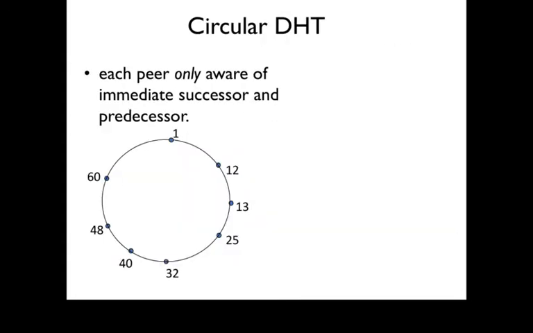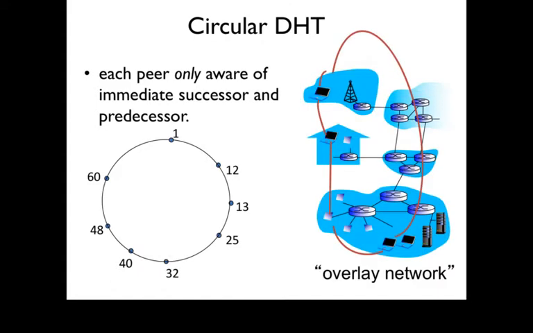So in this circular DHT, each peer is only aware of its immediate successor and predecessor. Every peer only knows who's the successor and who's the predecessor, so you can think of these peers themselves forming an overlay network, right? In this case, it's an overlay network because it's not a real network. The actual connectivity between them may go through multiple routers and multiple network infrastructure, but for logical purposes, you can consider them as forming an overlay network, a ring type network, okay.